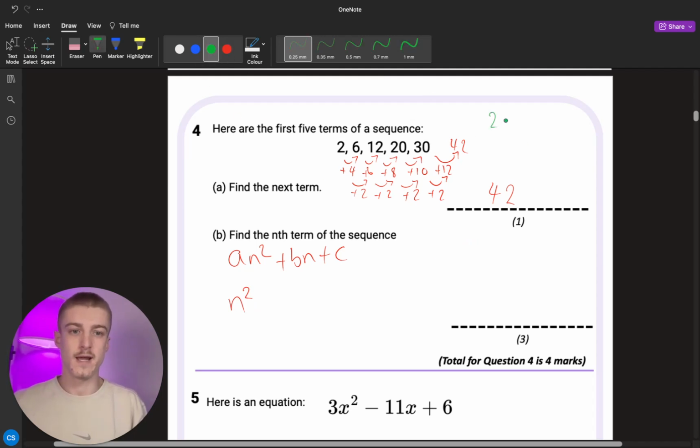Okay. Question 5, here is an equation. 3x squared minus 11x plus 6, factorize it fully. When we see a quadratic, we're inclined to just take factors of the c term, this plus 6, that add to make the minus 11. But we have a coefficient on the x squared, we have an a term. When we do that, we do a times c.